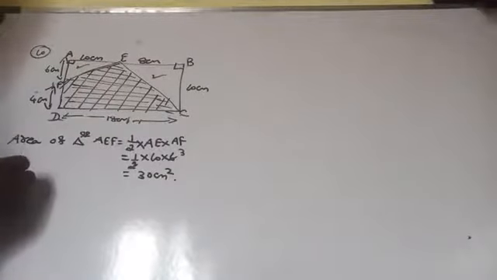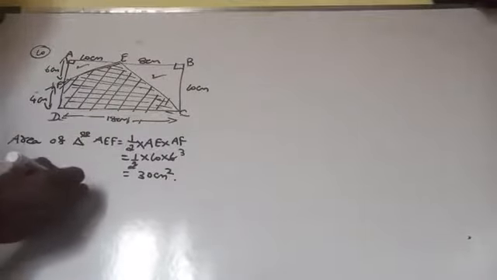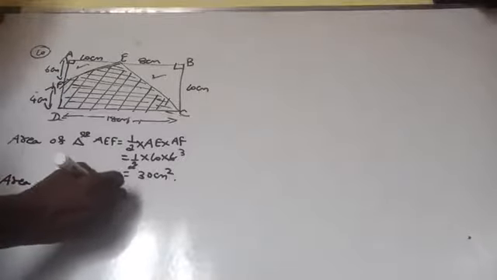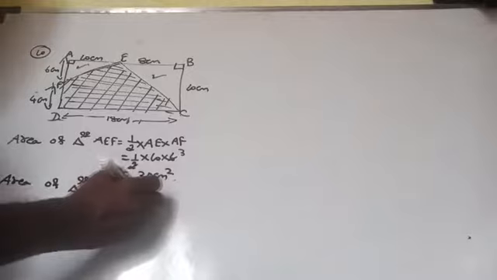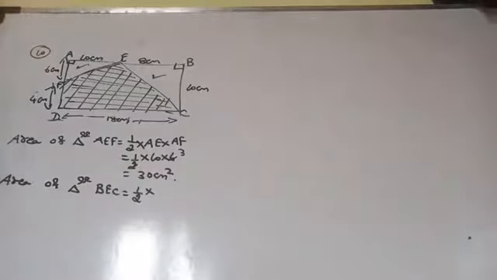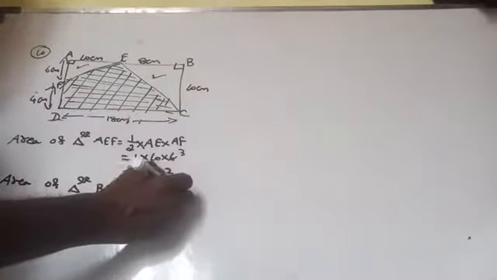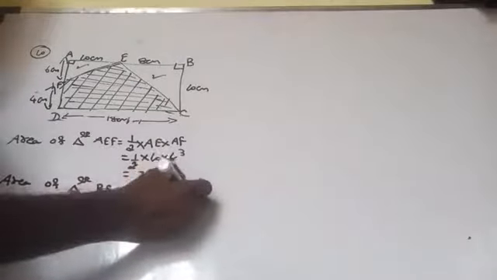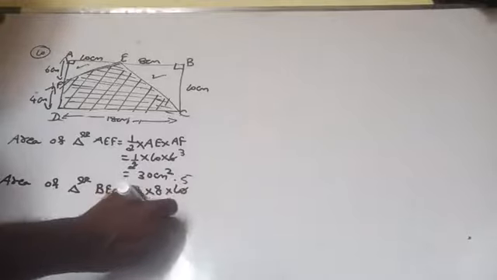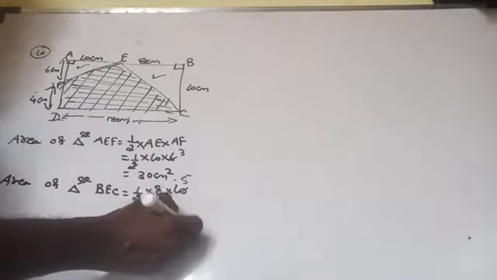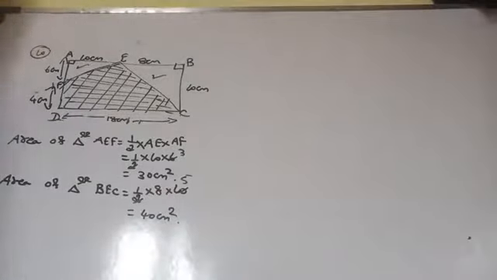Find the area of triangle BEC. That is equal to half into, what is the base here? Yes, you get 8. Height is 10. Half into 8 into 10: 1 2 is to 5, 5 8s are 40 centimeter square. Now what is the area of the rectangle?